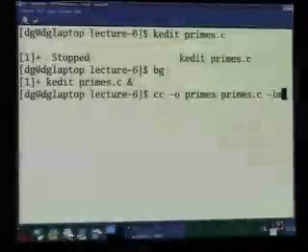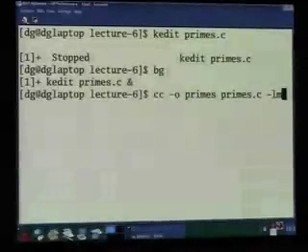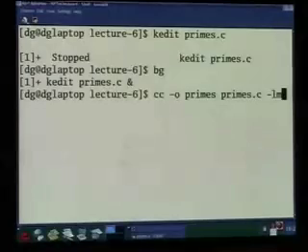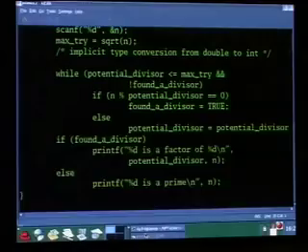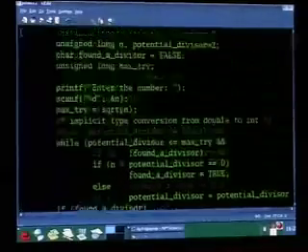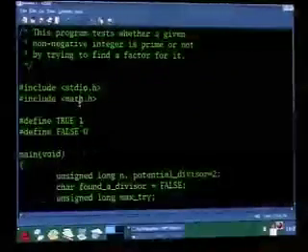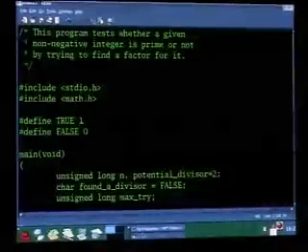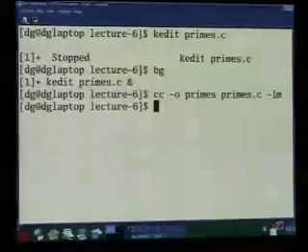Again, we have to use the -lm flag to compile this program because we are using the square root function from the math library, and if you remember, we had also included math.h in the program file itself. Okay, so let's now just execute this program.